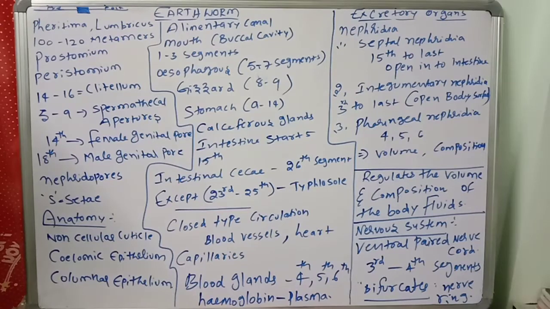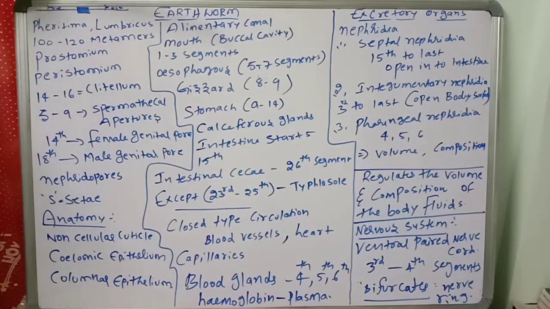Next, the epidermis. What kind of epidermis will we see? The epidermis is a single layer of columnar epithelium which contains secretory gland cells. So columnar epithelium consists of secretory gland cells.